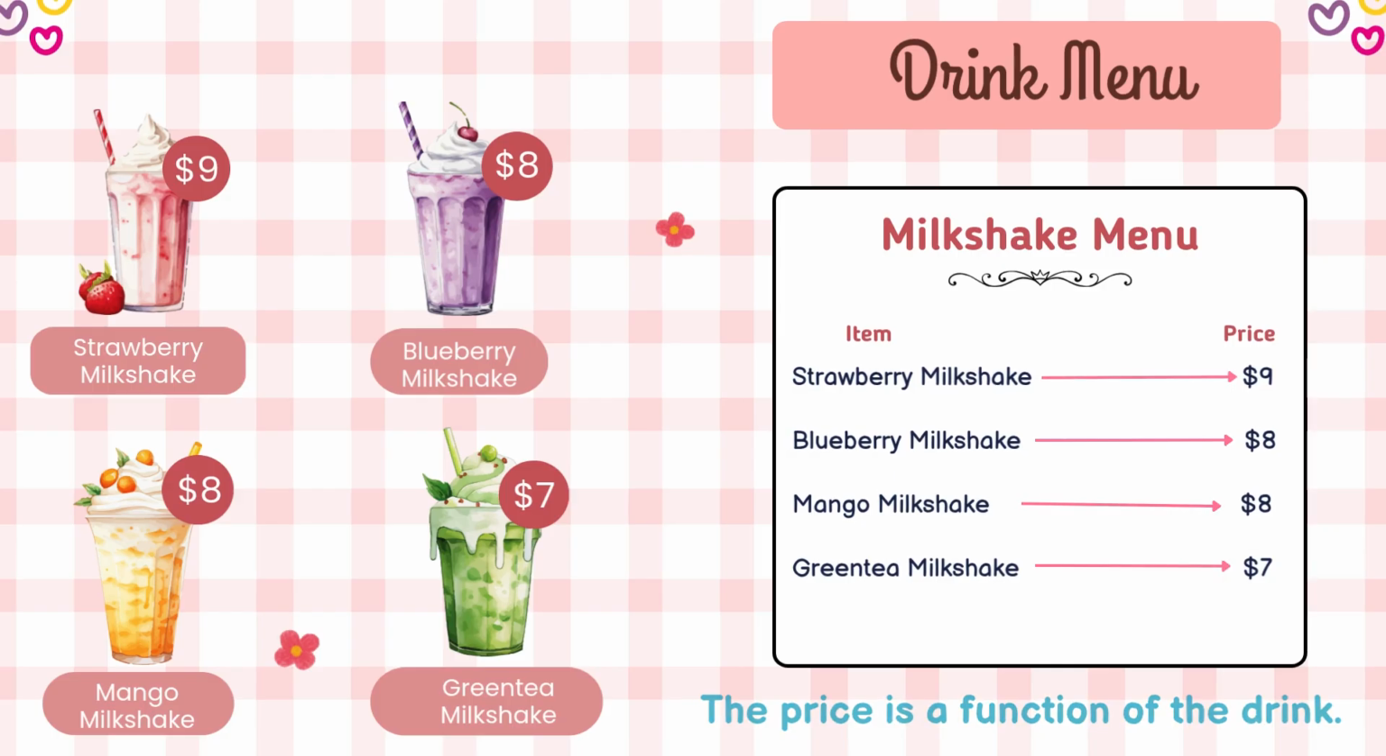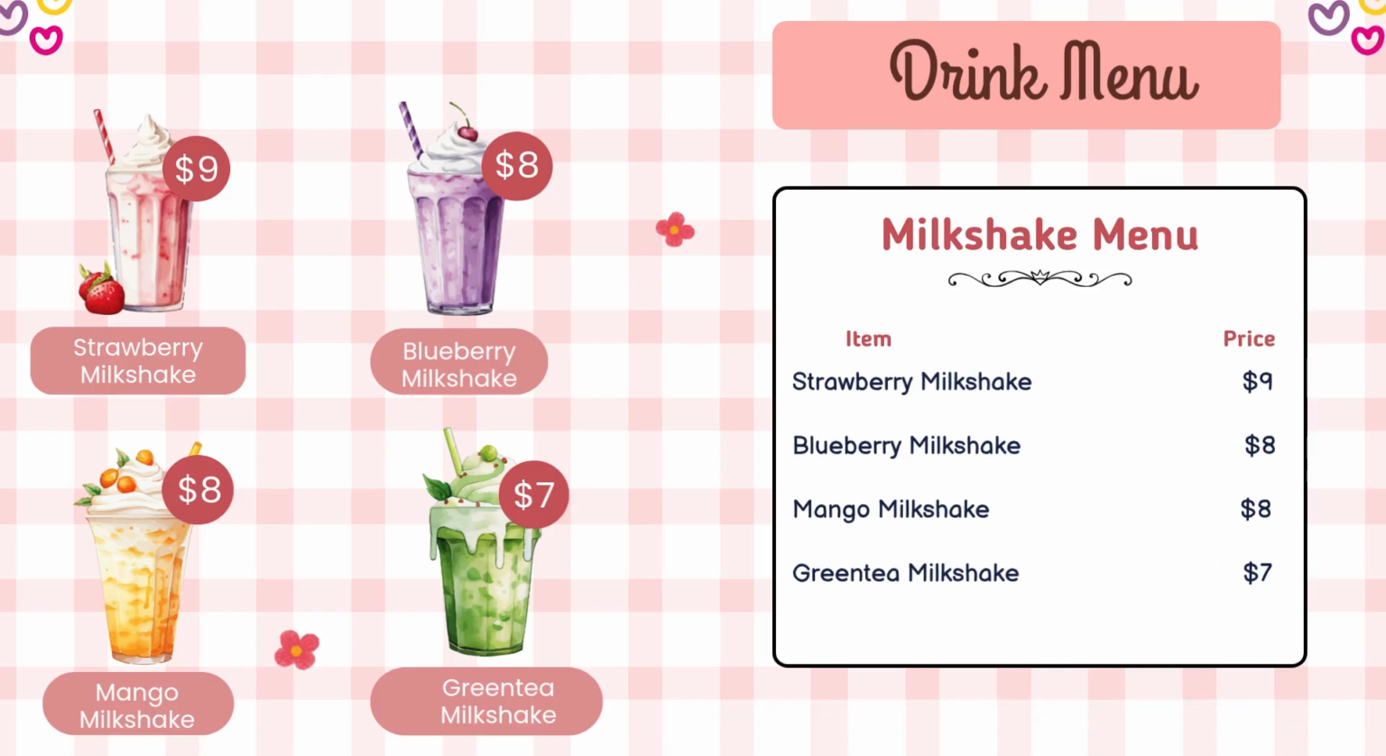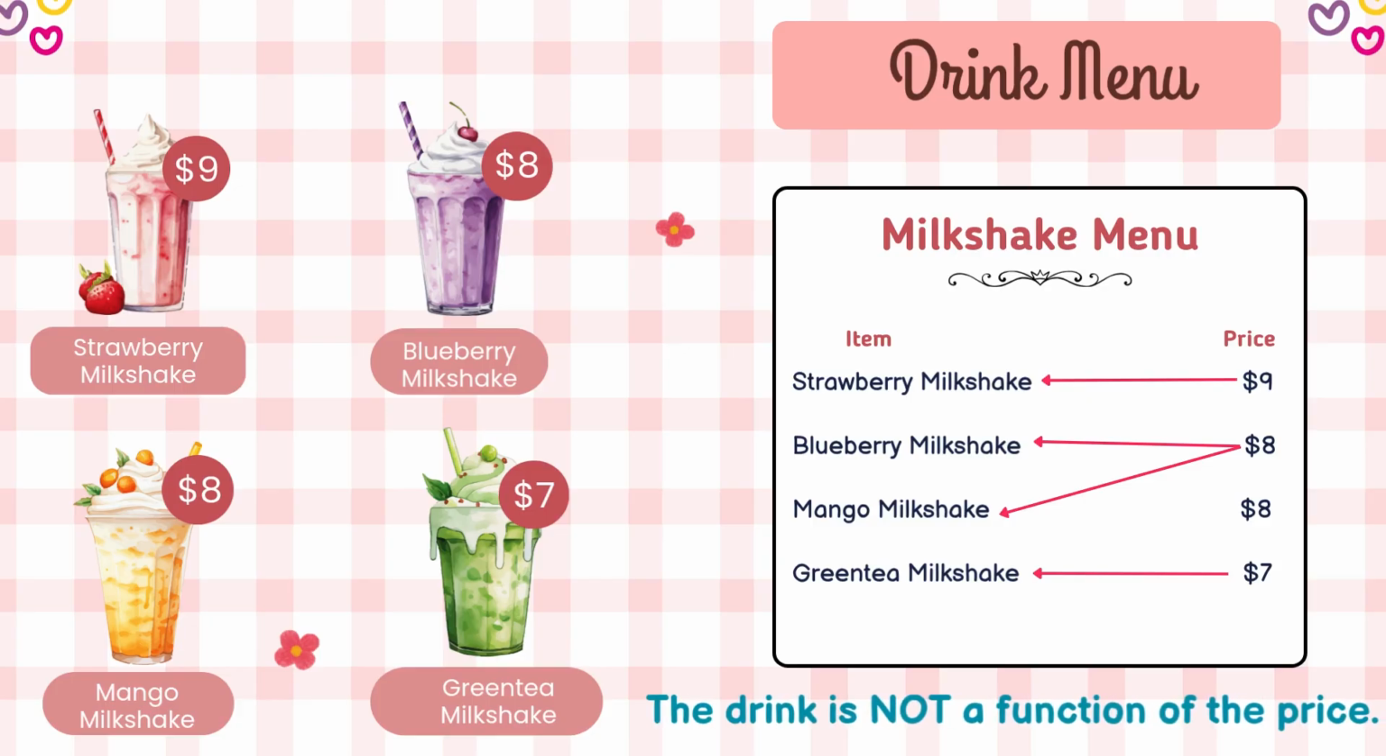Now let's flip it. What if we treat the prices as inputs and the drinks as outputs? Well, suppose the blueberry and mango milkshakes both cost the same. That means a single price is linked to more than one drink. In this case, the drink is not a function of the price, because a function cannot assign the same input to multiple outputs.